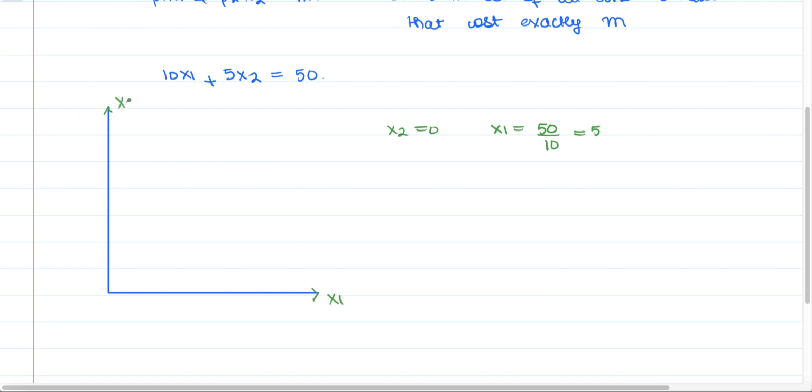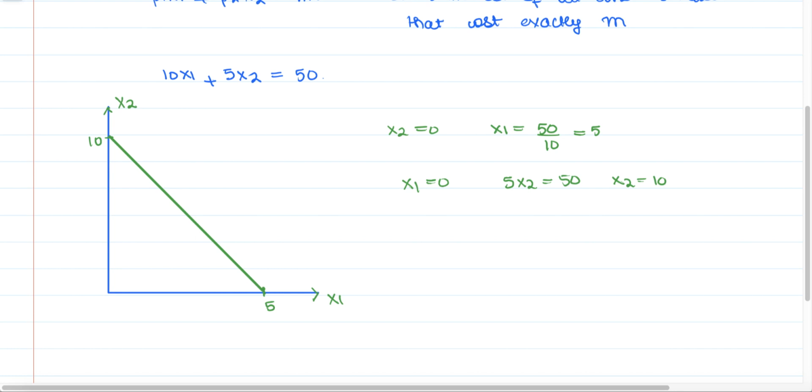So these are x1, x2 axes, and this is 5. And when x1 is 0, then 5x2 is equal to 50, x2 equals 10. So let us mark something like this here, and you can join them by this line. This becomes the budget line. So when x2 is 0, x1 is 5. When x1 is 0, x2 is 10. And you join them by a line segment. This becomes the budget line.